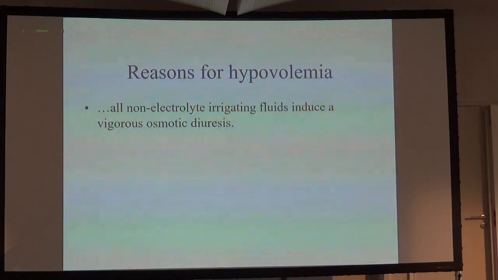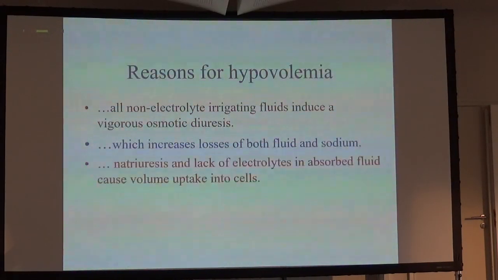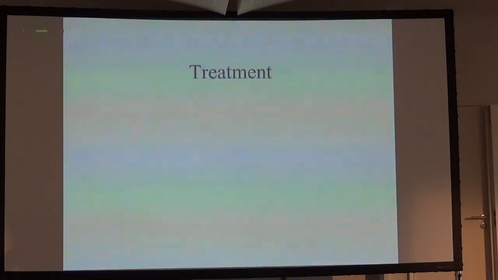Let's summarize what I actually told you about. It induces vigorous osmotic diuresis, with losses of fluid and sodium. This causes uptake of volume to the cells, which is made even worse with sorbitol and glycine, as these solutes are also taken up by the cells, although at a slightly slower rate. So there are several reasons why we have cellular edema, and there's no return backflow. So the patient becomes hypovolemic.